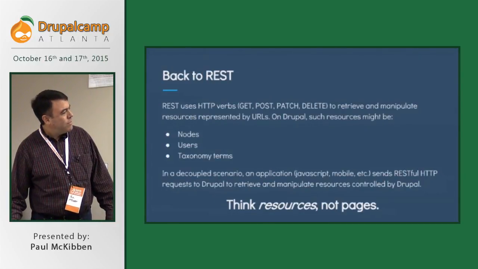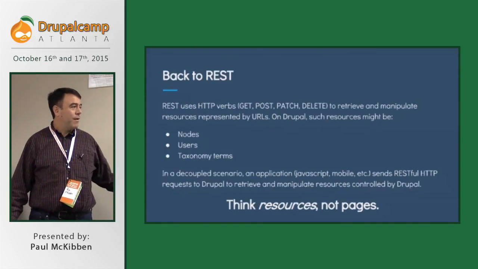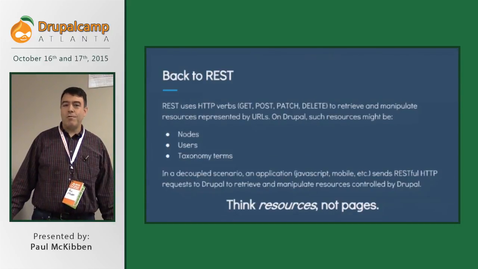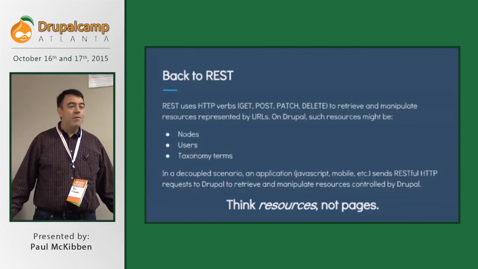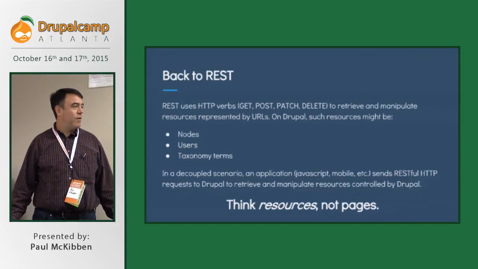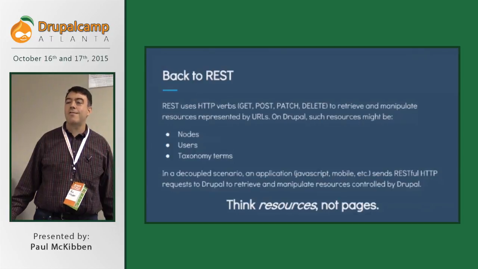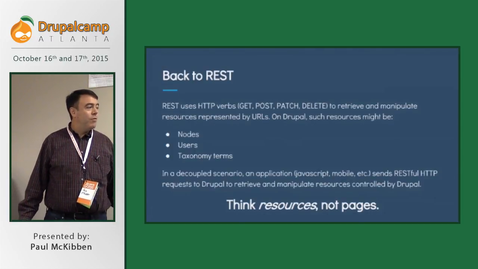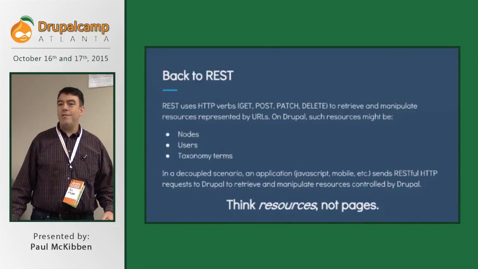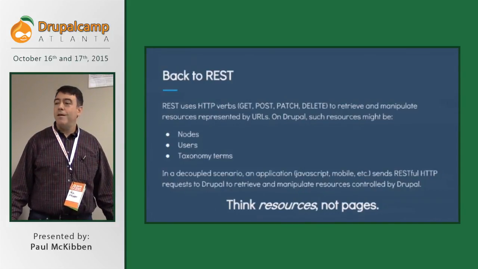But anyway, REST uses HTTP verbs, like I said, to get these resources. In the early days of the web, these resources were pages. When you're using REST, you really just need to lose the idea of a page. And so the resources on Drupal may be a node, maybe a user, maybe a taxonomy term, or who knows what else. What you want to do is think in terms of resources and not pages when you're doing a decoupled app. You load one page, and then you get resources and display them on that page. Any questions so far?